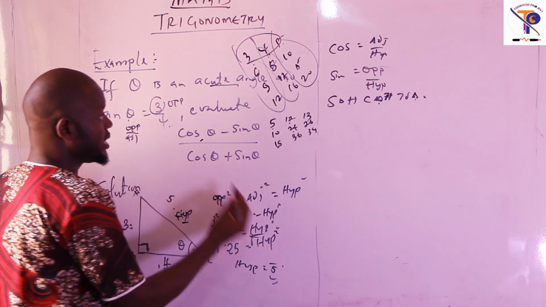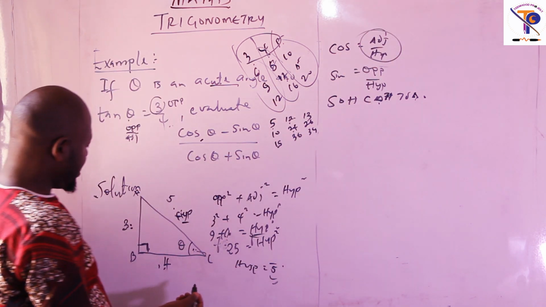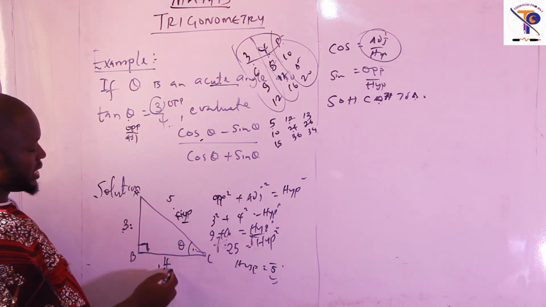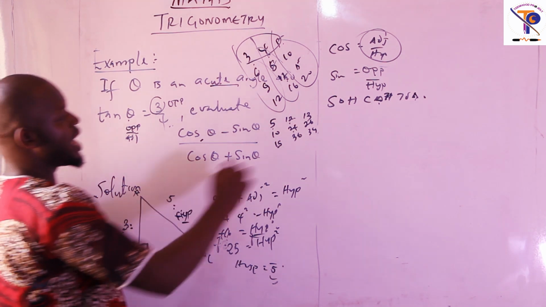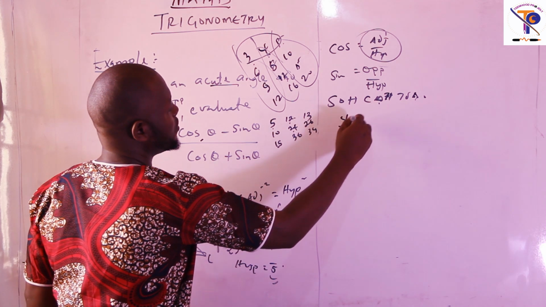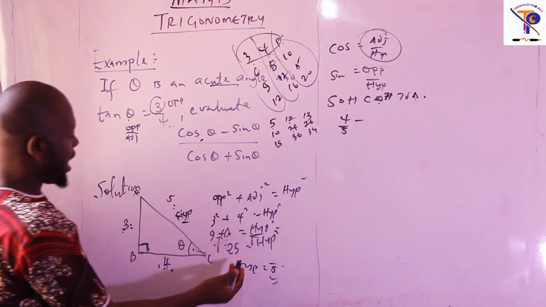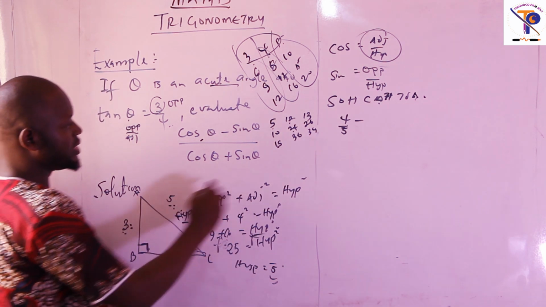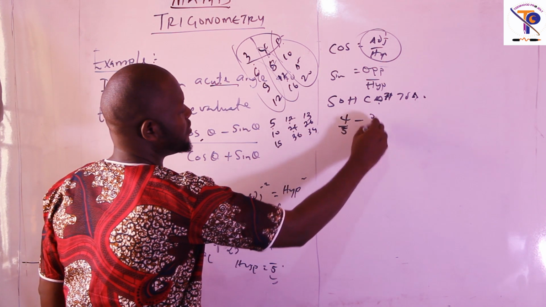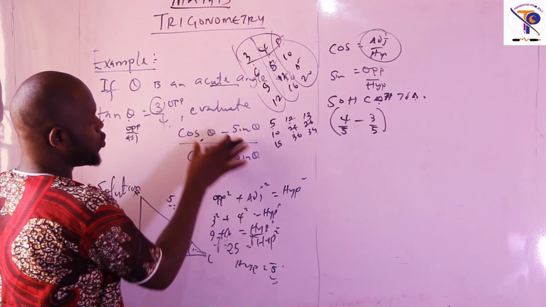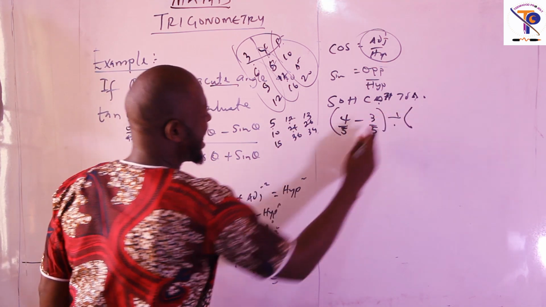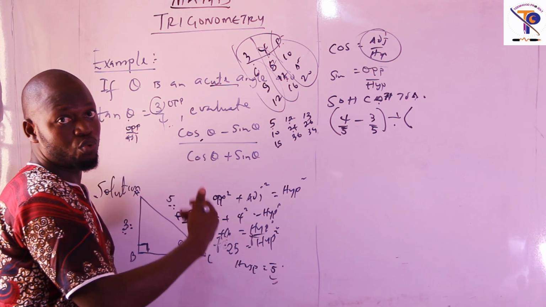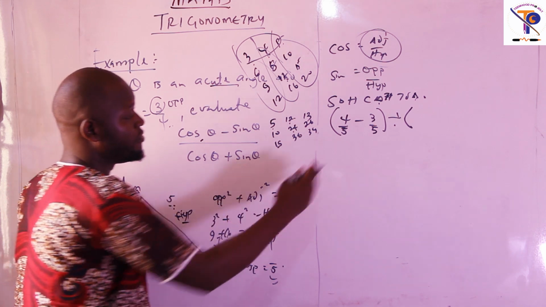So adjacent over hypotenuse here. What is my adjacent here? This is my opposite, this is my adjacent, and this is my hypotenuse, so I have 4 over 5 minus sine, which is opposite over hypotenuse, that is 3 over 5. This is the numerator. I like to do my division this way so that it will avoid confusion.